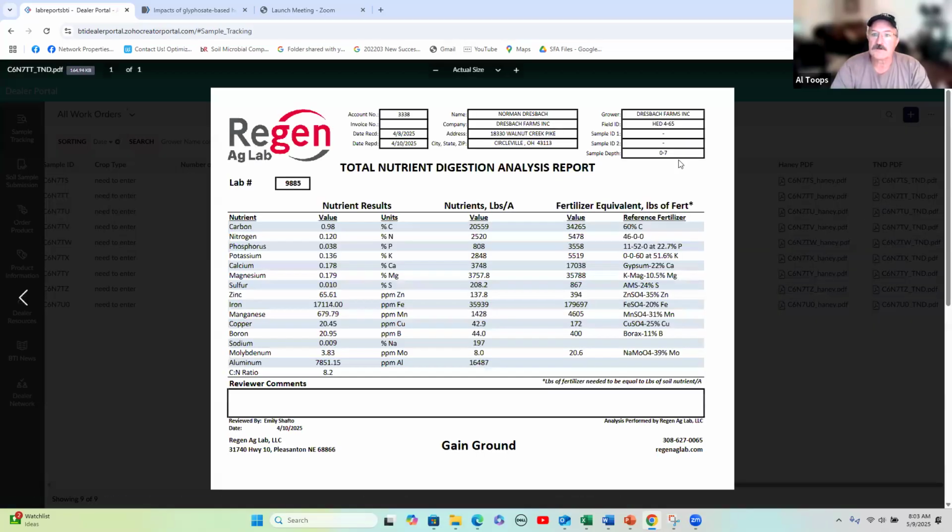So I'm just going to look at this first field, this HED 465. Is that good enough to start off with? Yeah. What's the field ID? HED 465. Okay.